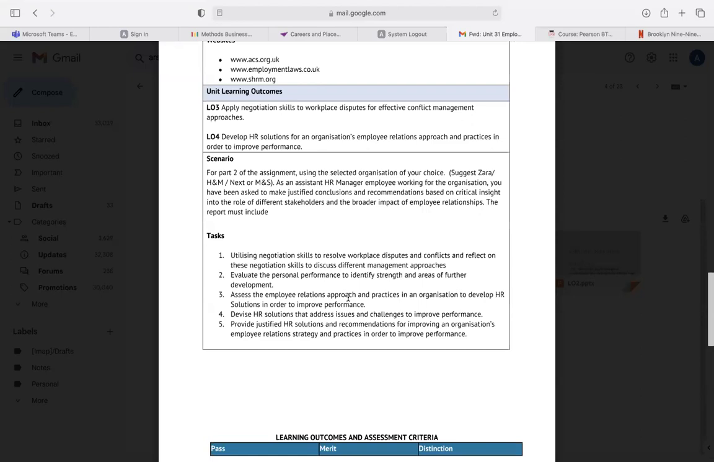There are a few suggestions given. It's similar to the suggestions in the previous assignment. I would suggest that if you're using one organization in the previous assignment, use the similar one in this one, because it can be a continuation of your assignment, right? As an assistant HR manager, employee working for the organization, you have been asked to make justified conclusions and recommendations based on critical insights into the role of different stakeholders.